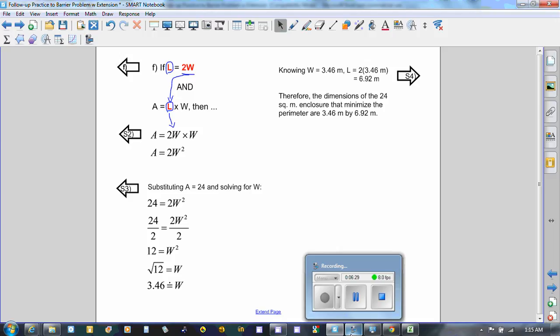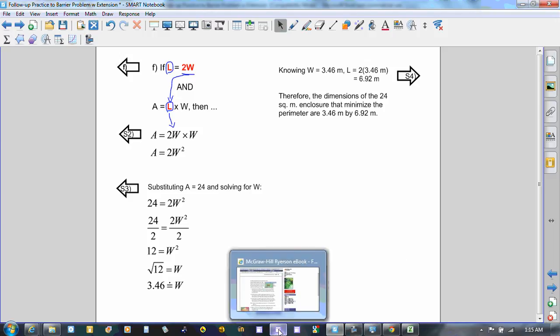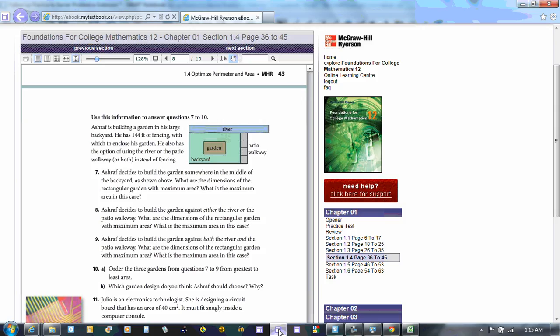A good resource or a good tool would be to use the electronic textbook that we have subscribed to at McGraw-Hill Ryerson. This is Foundations for College Mathematics 12, authored by Erdmann and others with a copyright year of 2010. So this is page 44, and have a look at this question here. Problems 7 through 10 are all based on the information in this question. So either in class today or on your own time, it would be very wise to begin planning a solution to this problem.